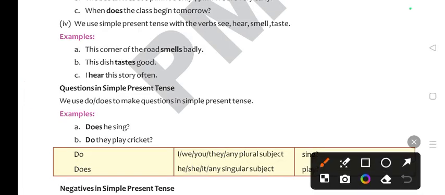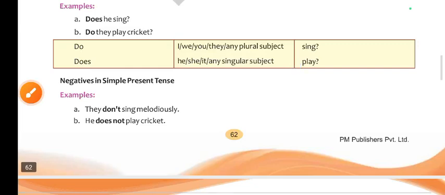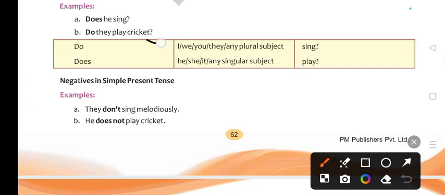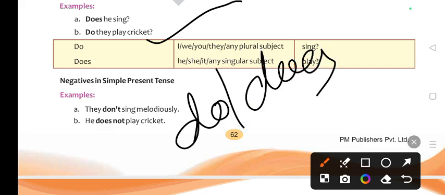For example, the corner of the road smells bad. Not smelling bad, no. The smell verb is not used in the ing form. Understood? And taste: the dish tastes good. I hear this story often. For questions in simple present tense, if you are making it negative or interrogative, you need to use do or does. And in negative you will add not also.